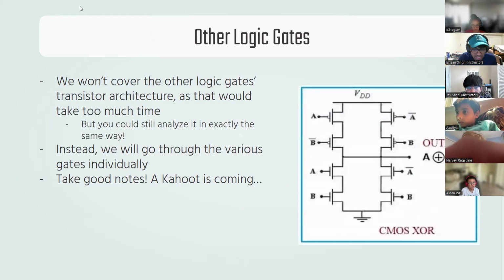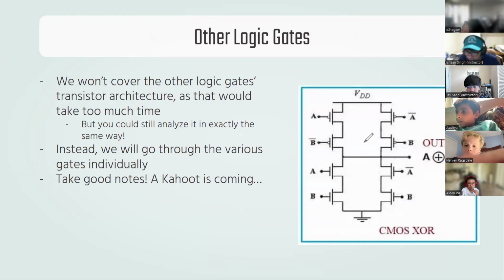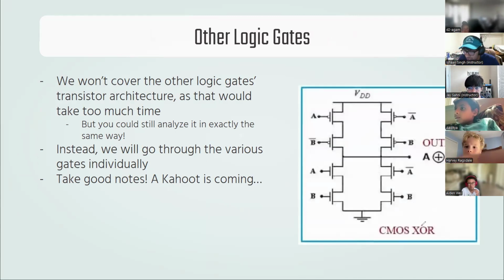Oh, and that last thing is we're not going to talk about the transistor structure of all the other logic gates, but ultimately, at their core, they are made of transistors. They're made of MOSFETs, a bunch of different MOSFETs doing a bunch of different things. For example, the exclusive OR, XOR, is like this.